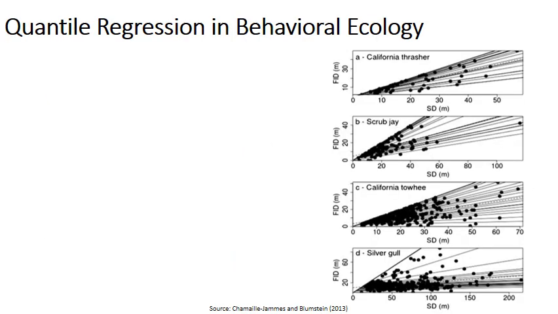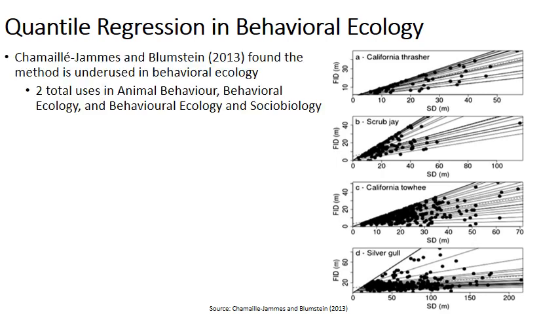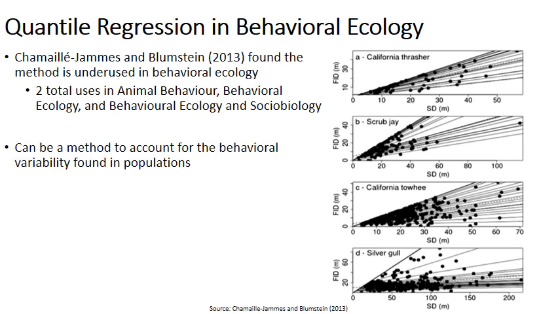And then finally, we have quantile regression in behavioral ecology. So Chalmers-Jaume and Blumstein found the method is heavily underused in behavioral ecology. There have been 2 total uses of quantile regression in the journals Animal Behaviour, Behavioral Ecology, and Behavioral Ecology and Sociobiology. But it can be a method to account for behavioral variability and plasticity found in populations.